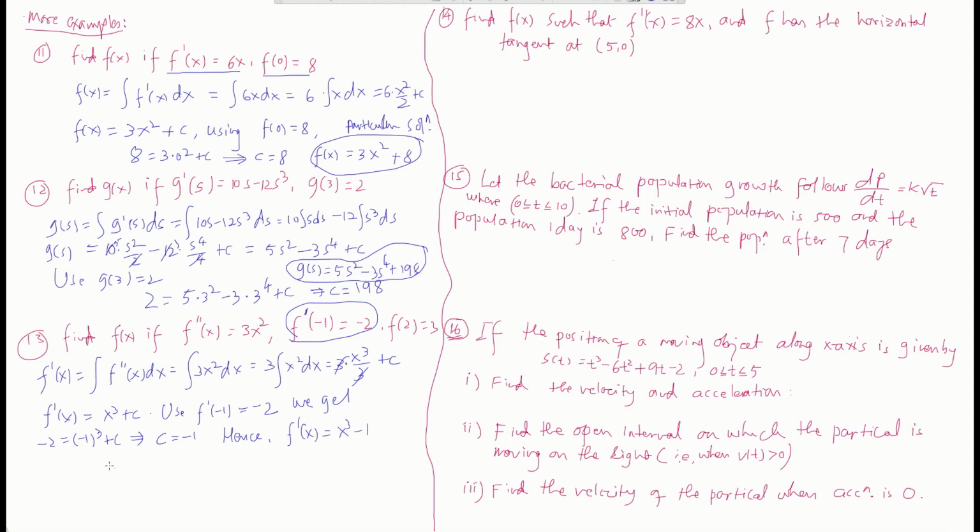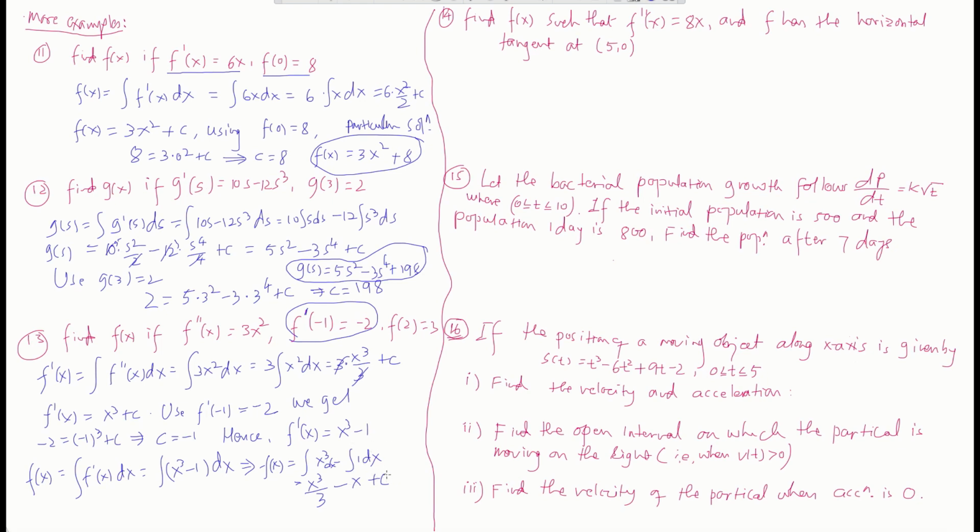So you need to integrate again. f(x) equals the integral of f prime of x dx. That is the integral of x cubed minus 1 dx. This implies f(x) equals the integral of x cubed minus the integral of 1, dx. What is the integral of x cubed? It is x to the third over 4, minus the integral of 1, which is x, plus c. That's what you get.